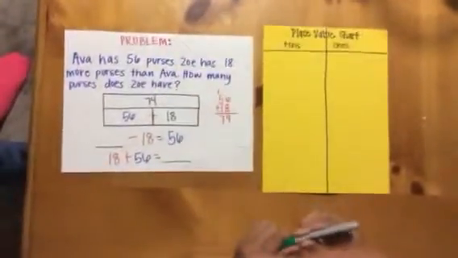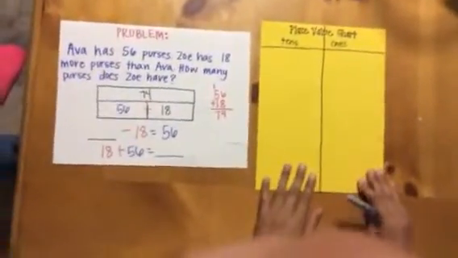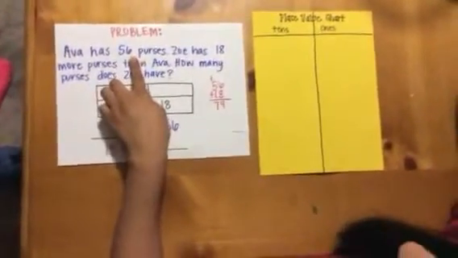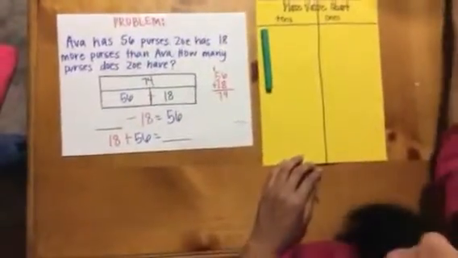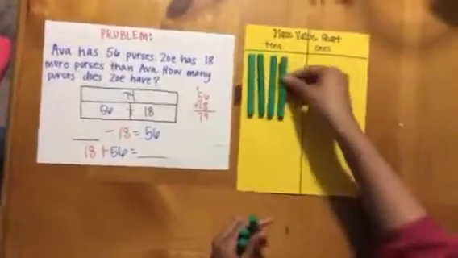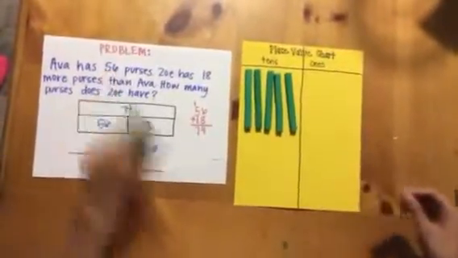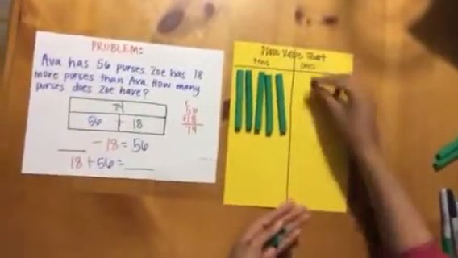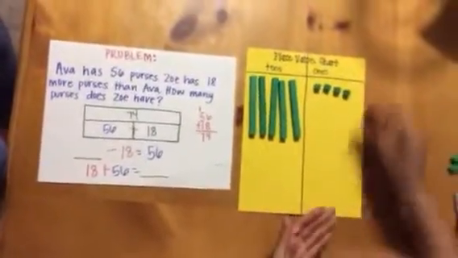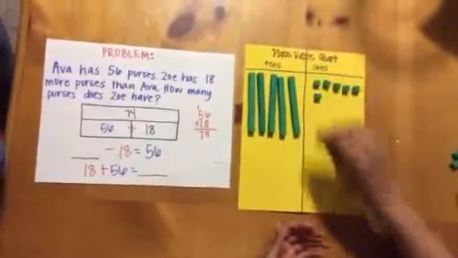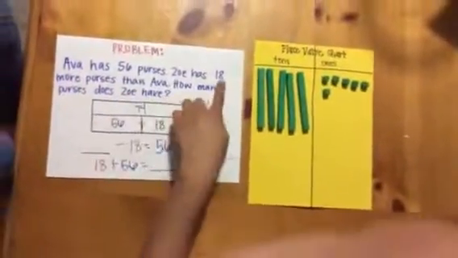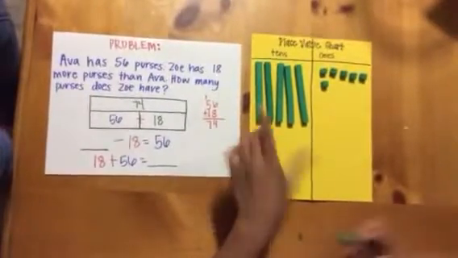Now, we are also going to check our answer using our place value chart because it is wise to always check. So, Ava has 56 purses. How many tens is that? 5 tens. 1 ten, 2 tens, 3 tens, 4 tens, 5 tens, and 6 ones. 1, 2, 3, 4, 5, 6. We are adding the 18 purses. How many tens does 18 have? 1 ten and 8 ones.